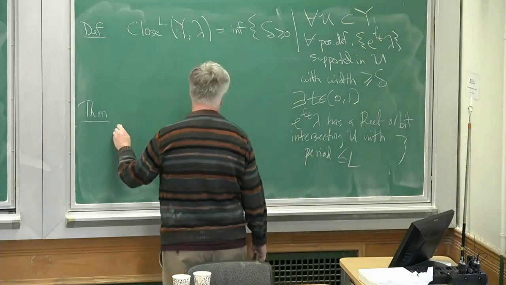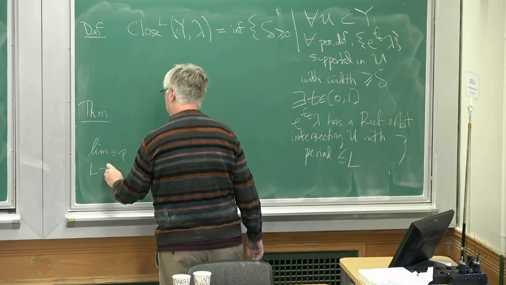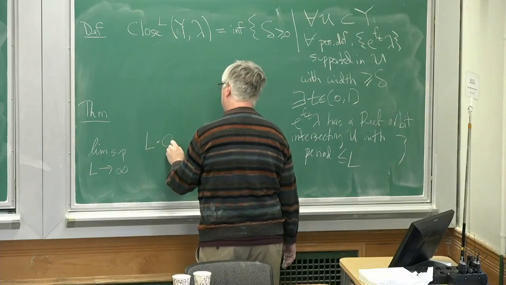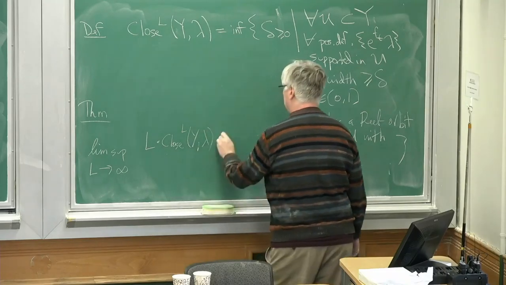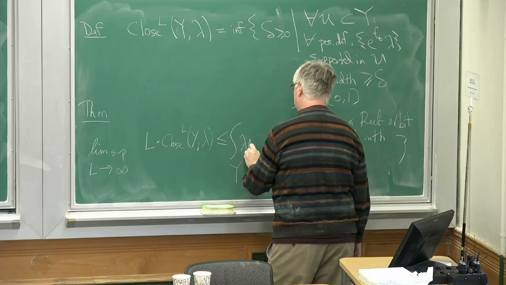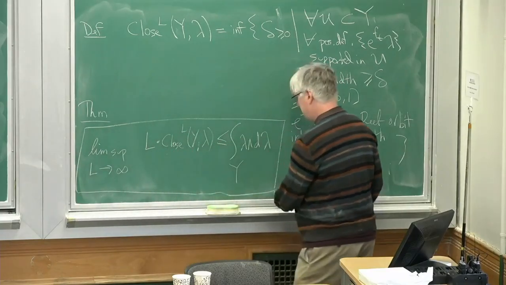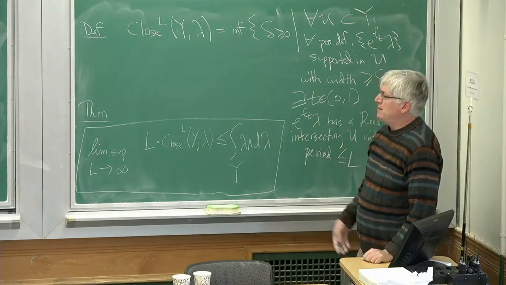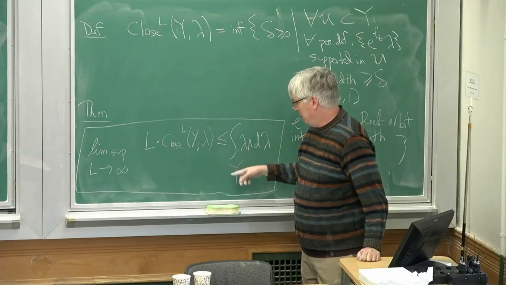So theorem. The lim sup as L goes to infinity of L times close L of Y lambda is less than or equal to the integral over Y of lambda wedge d lambda. So this is the general quantitative closing lemma. This is sometimes sharp. One can compute this in examples like the ellipsoid from before. So basically it says close L is less than or equal to 1 over L times some constant.